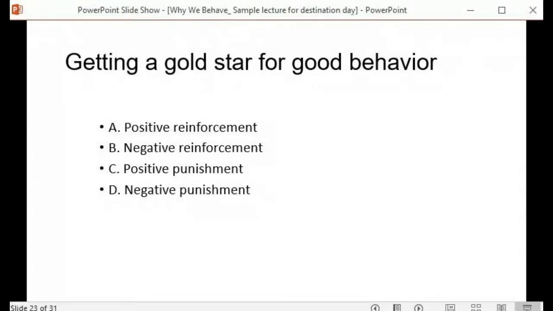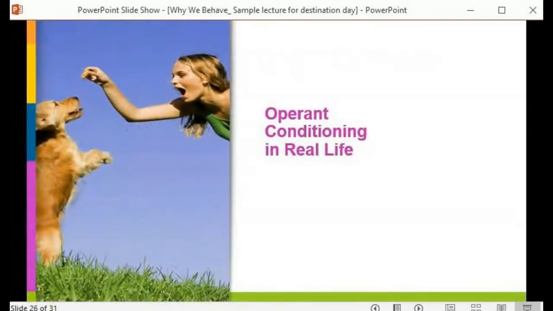Okay, this one's easy. Gold star, good behavior. I hear only one answer, come on. This one's easy, yay, you got it. Oh, I love it, double exclamation points, right? There we go, positive reinforcement.